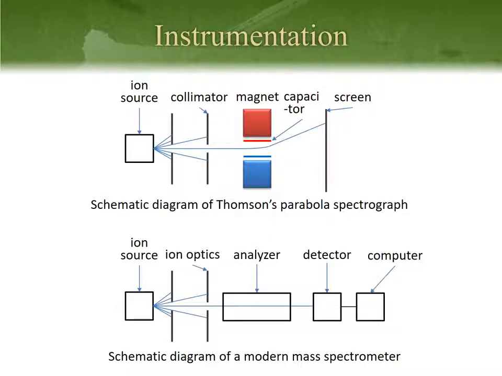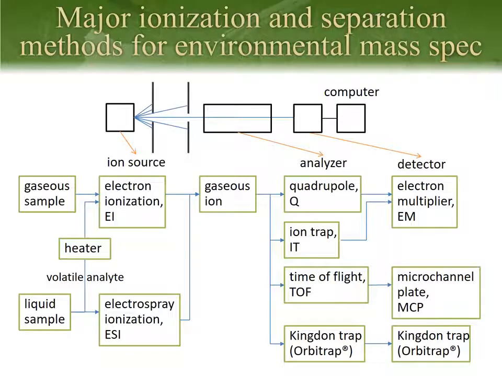The lower schematic diagram is the instrumentation of a modern mass spectrometer, almost the same as Thomson's parabola spectrograph. A modern mass spectrometer mainly consists of an ionization section, an ion analyzing section, a detection section, and a computer section. Mass spectrometers are grouped into various types according to the ionization and analyzing methods. Major ionization methods and separation methods for environmental mass spec are summarized.